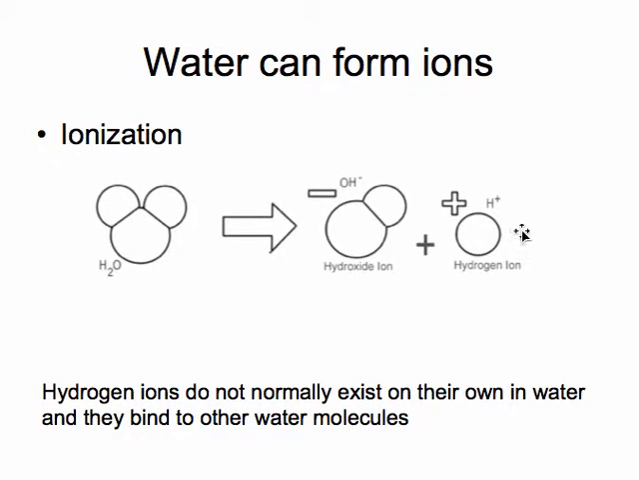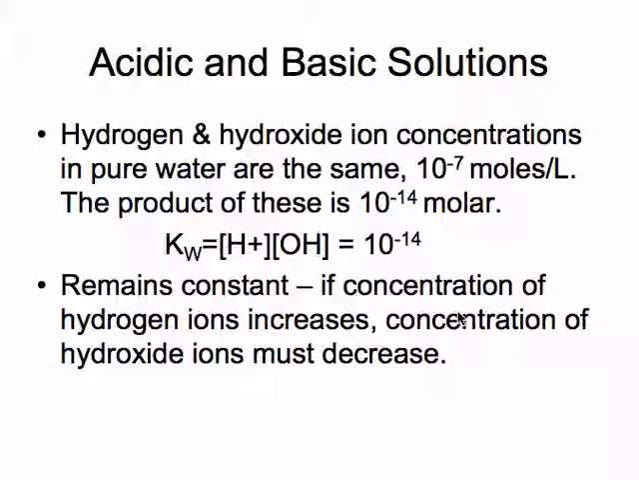Hydroxide has a negative charge, hydrogen atoms have a positive charge. When this disassociation occurs, we are going to have equal concentrations of hydrogen and hydroxide, which is 10 to the negative 7 moles per liter. So the product of the concentrations of hydroxide ions and hydrogen ions in pure water is 10 to the negative 14th. And so this equation shows us a little bit about the relationship between hydroxide and hydrogen ions.